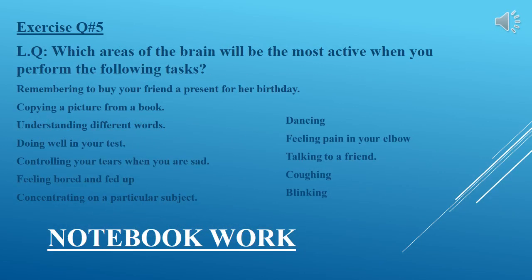Now let's go through the written task which I want to assign you for homework. Exercise question number 5. Which areas of the brain will be the most active when you perform the following tasks? Look at the actions given below. You have to identify the part of the brain which helps to perform this particular action. You have to choose from cerebrum, cerebellum or medulla. For example, understanding different words. This job is done by the cerebrum. In the same way, you have to write part of the brain involved in all the given activities. Refer to the video I sent you in the previous class. Also, you can take help from your textbook.